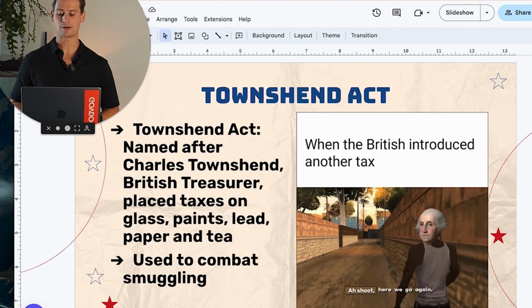The Townshend Act is named after Charles Townshend, a British treasurer who placed taxes on paint, glass, lead, and other paper products. And this was intended to combat smuggling. Remember when I said previously that it was very difficult for the British to identify and stop colonial smuggling, because we don't have a lot of technology? You'd really have to be there to see the act going on. Because England was losing so much money based on colonial smuggling, they decided to implement this tax as well.